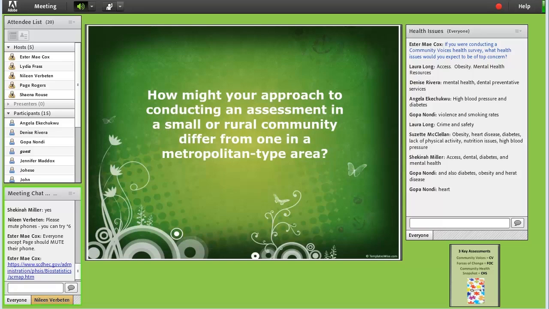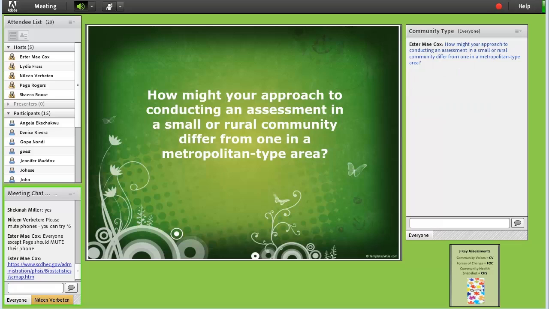So again, I'm going to pause here and ask what your approach might be when you conduct an assessment in a small community like Gaffney, as opposed to a different one, which is in a more metropolitan-type area. If y'all could type in there on the right side some of your ideas about that. I think there are different ways to do that depending on the size of the community.